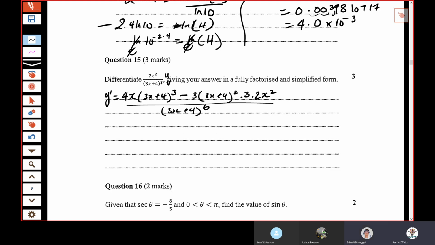Power of 6 because 3 times 2 is 6. All right, look at it again. U dash V minus V dash. Bring the 3 down, keep the bracket, take away 1 from the power, multiply by the derivative of the inside. That's V dash, then times by U over V squared. Okay. Any questions?